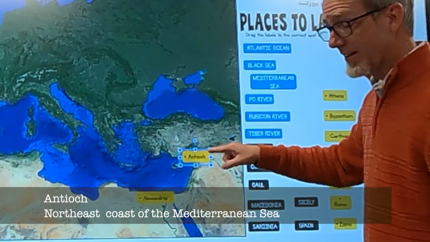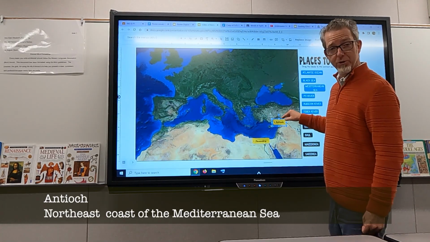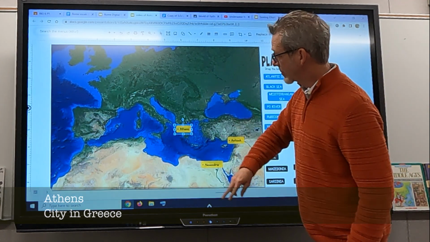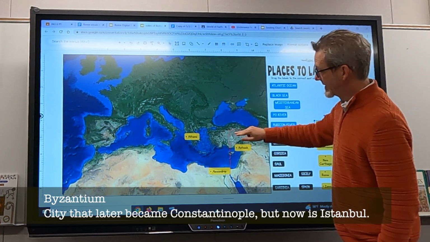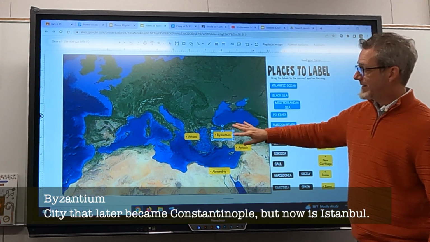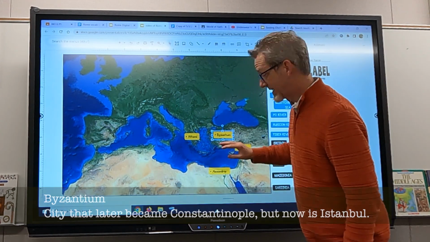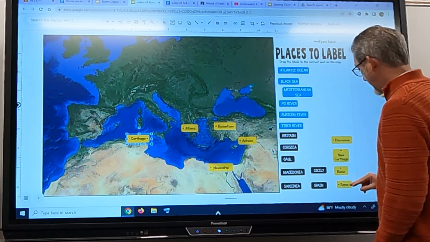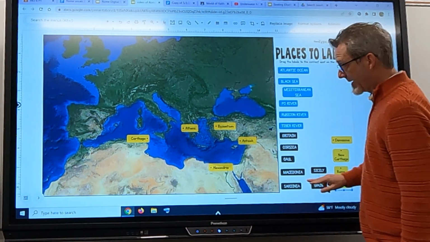Next is Antioch. Antioch is in the northeast portion of the Mediterranean, right here. Athens was in Greece. Byzantium is going to refer to right here on the edge of where Turkey is today. Carthage was right here in North Africa. While we do Carthage, I'm also going to talk about Zama.